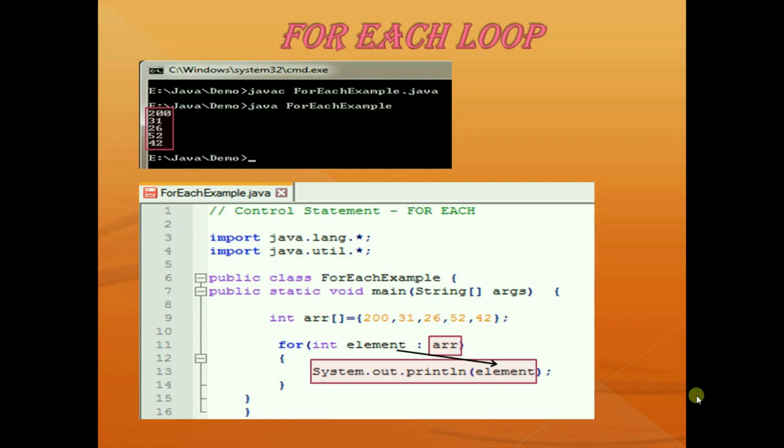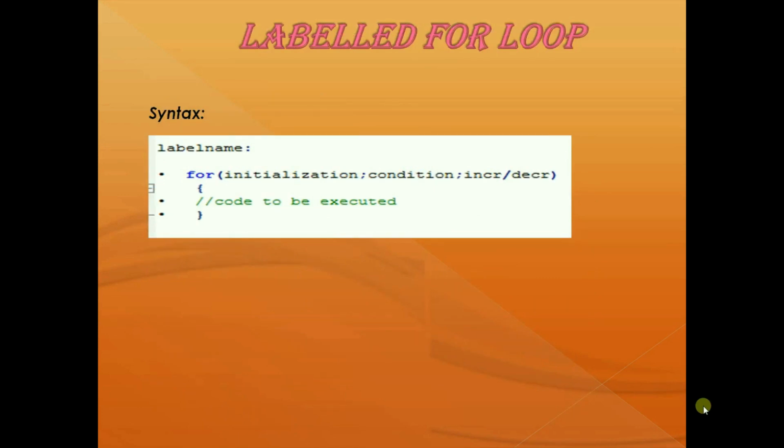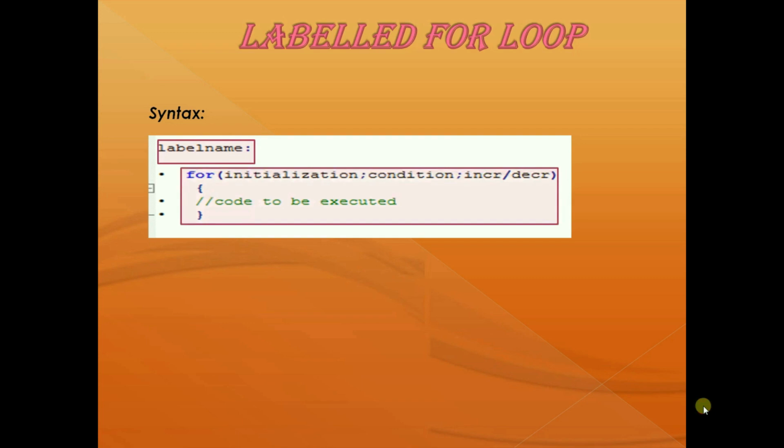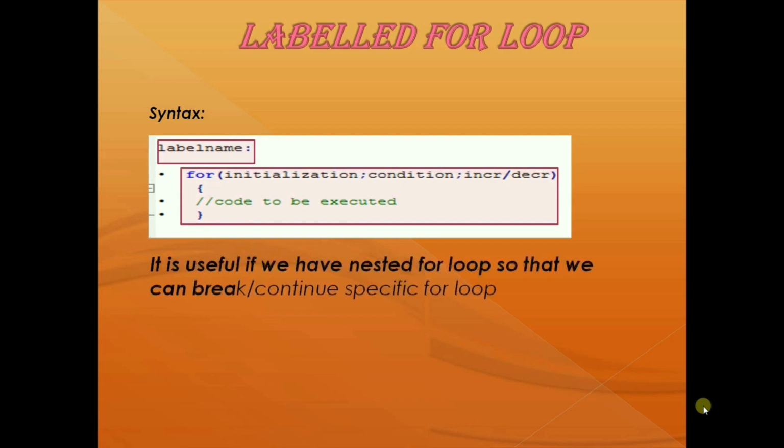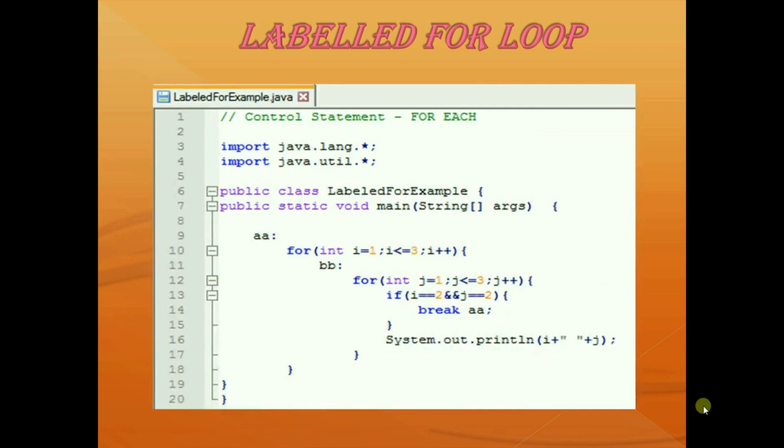Now we will discuss the third way of using a for loop, that is the Java labeled for loop. In this way, we can give a name to each for loop. To do so, we use a label before the for loop like this: first the label name and then the for loop. It is useful if we have nested for loops so that we can break or continue a specific for loop.